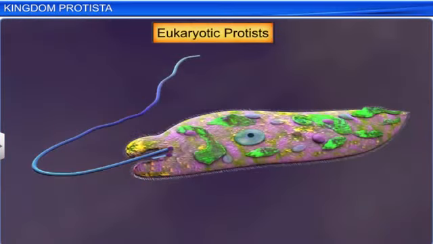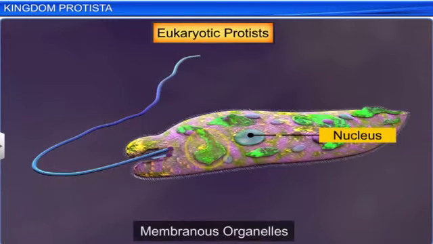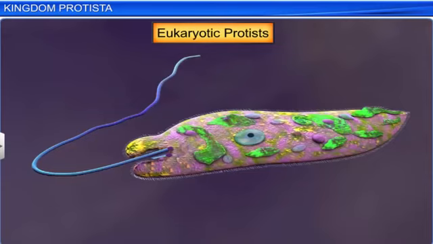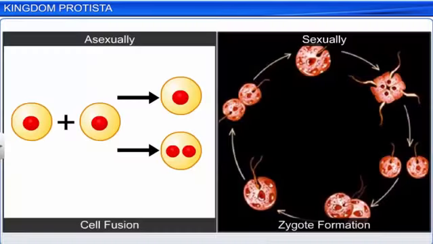Since they are all eukaryotes, they contain a well-defined nucleus and other membranous organelles. Some protists also have either a flagellum or a coelom. They reproduce both asexually through cell fusion and sexually via zygote formation.